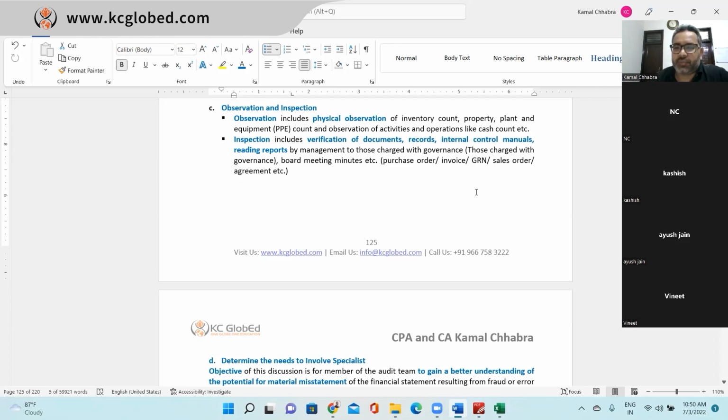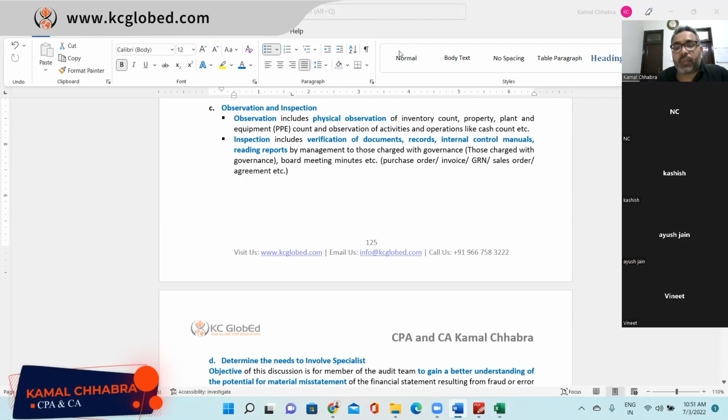Second is inspection. Inspection includes verification of documents, records and internal control manuals, reading reports by management or those charged with governance, right? And the board minutes of meetings. For example, when you are testing purchases, you might be testing the purchase requisition, purchase order, goods receipt note, shipment document, invoice from the vendor, and payment document, right? When you are verifying all these documents, it comes under the inspection procedure.